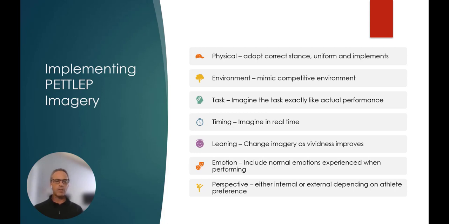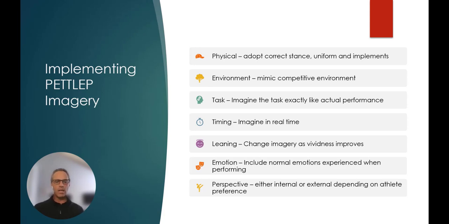Now, the environmental portion of the imagery script will be that you want to mimic the competitive environment. So if it's a sport, you want to have the idea of the vividness of what the event looks like. Are you indoor, outdoor? Is it hardcourt? Is it grass? Those kinds of elements. So all that needs to be added into your imagery script.